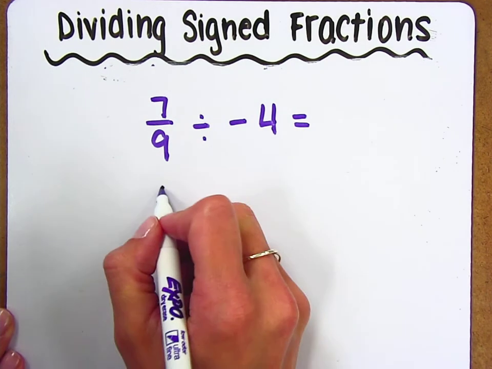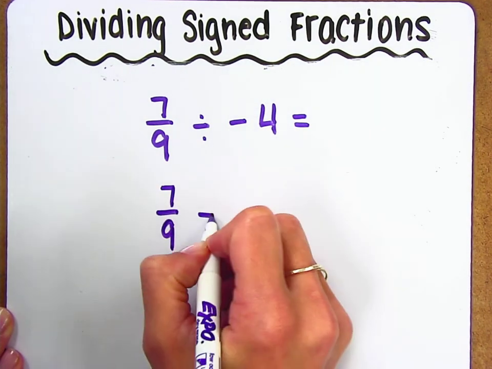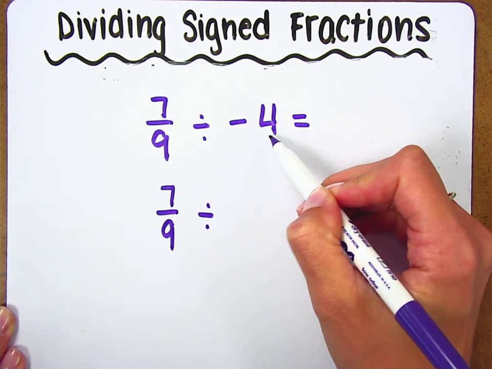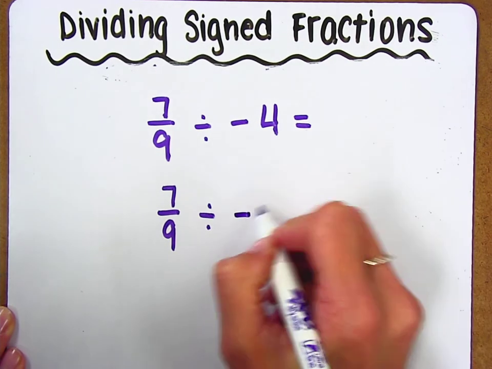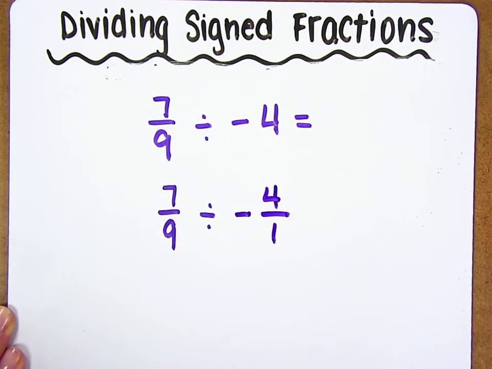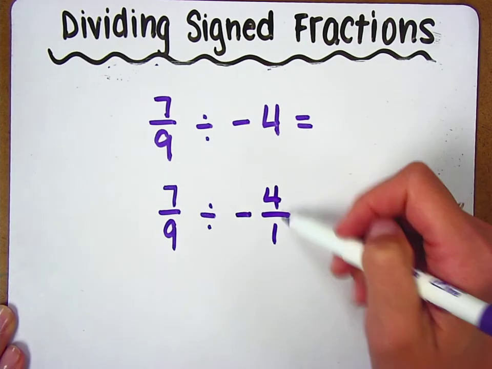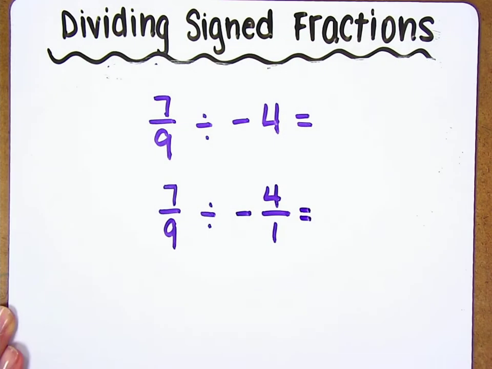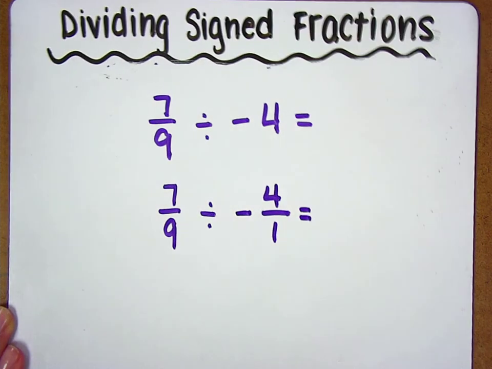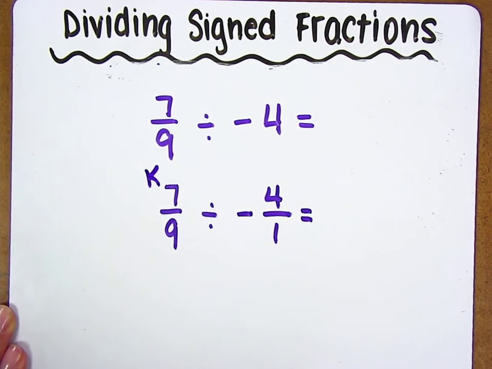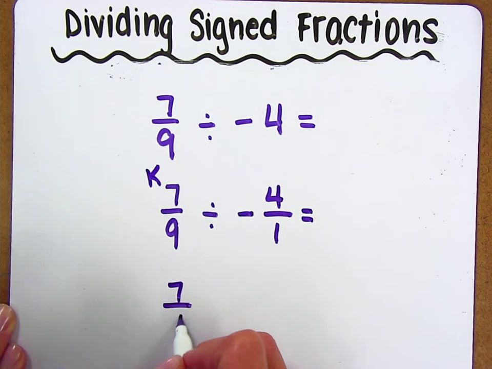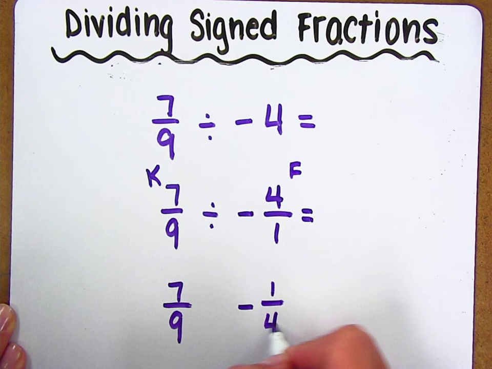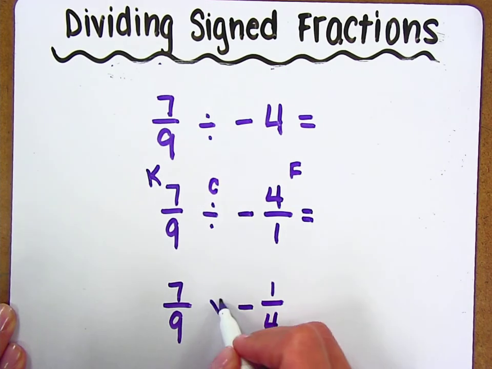So, I'm going to rewrite the problem, 7/9 divided by, and we want to keep this now as an improper fraction, but not change the actual value. To do that, I'm simply going to place that number over 1. We know that 4 divided by 1 is actually the same thing as 4. Now I can go through and I can KFC. So keep that first fraction the same. Flip that second fraction and change that sign to multiplication.